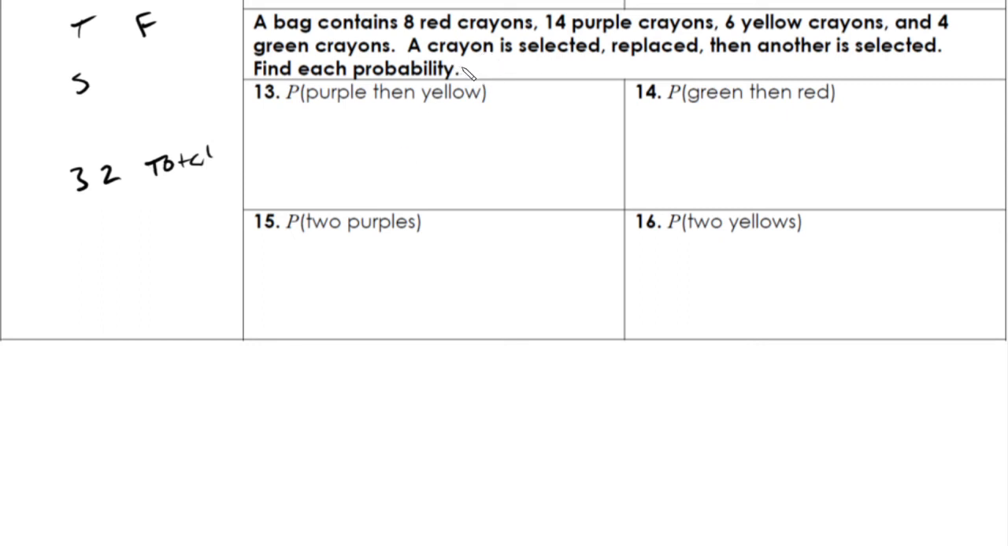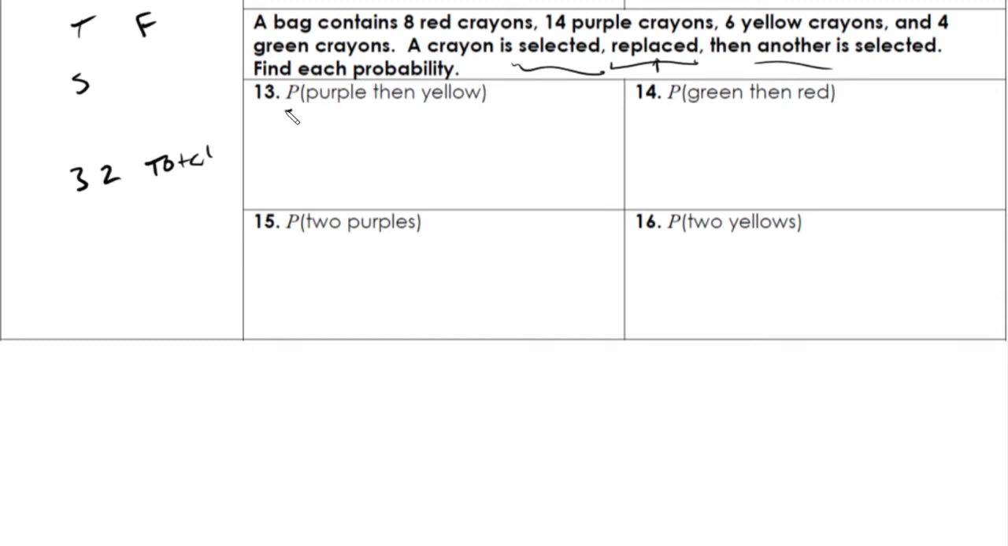Here's the gist of it. When you pick a crayon out, you have to put it back in the bag, and then another is selected. This right here, the fact that it is being replaced, means that this is an independent situation, because once you pick one out and put it back in, the odds have reset back to where they were. If you kept the crayon, then this would be a dependent event, like we were talking about with the raffle, but we're putting it back. So that's something to keep in mind.